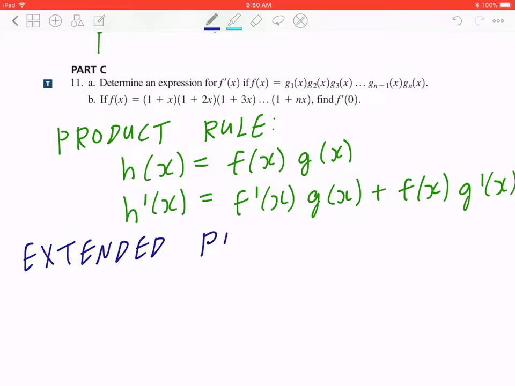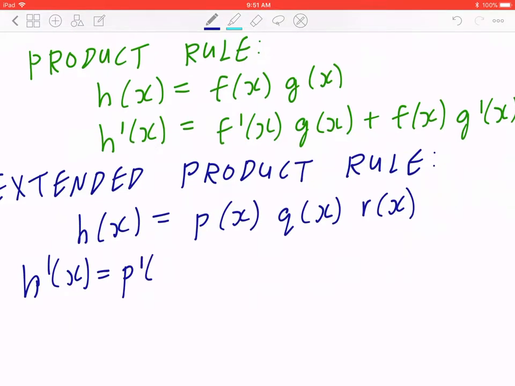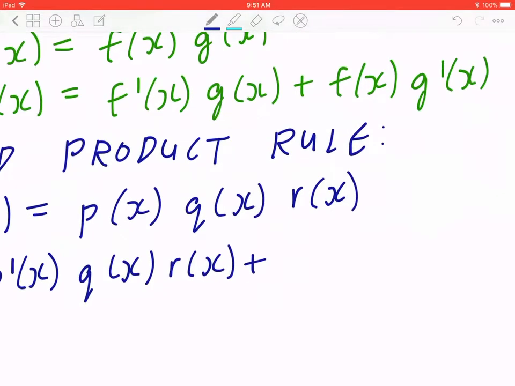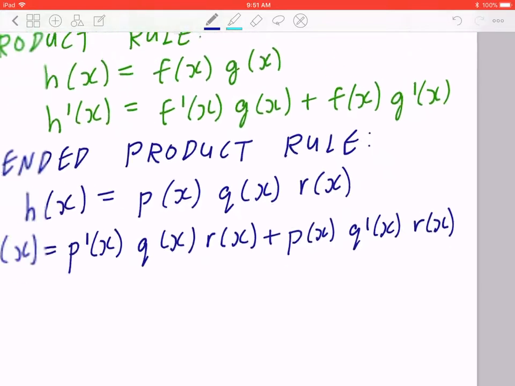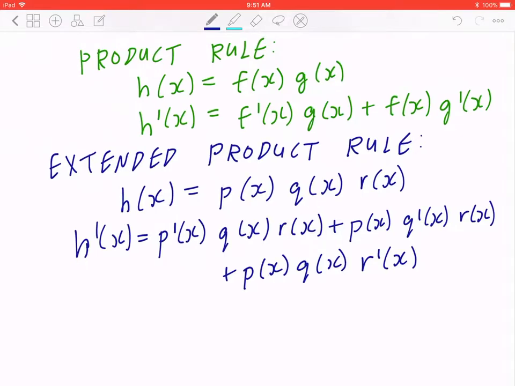So the extended product rule just means there are three terms instead of two terms, and after that, we're ready to do part A. Now, if you have a function which equals a product of P, Q, and R, H prime of x equals, again, you differentiate the first, and you copy the second and the third, plus you copy the first, you differentiate the second, and you copy the third, plus you copy the first two, and you multiply by the derivative of the third. So that's called the extended product rule.